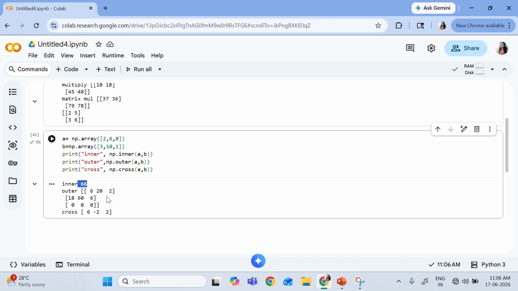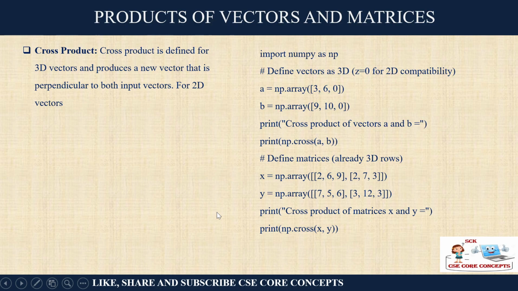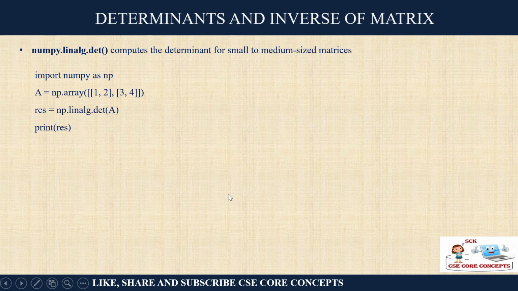So inner product is 66. This is the outer product, and this is the cross product, right? So you understood. Now there are other functions, like to find out the determinant and the inverse of a matrix. Sometimes we use it, specifically when you are using principal component analysis, as we proceed, we will see those algorithms also.